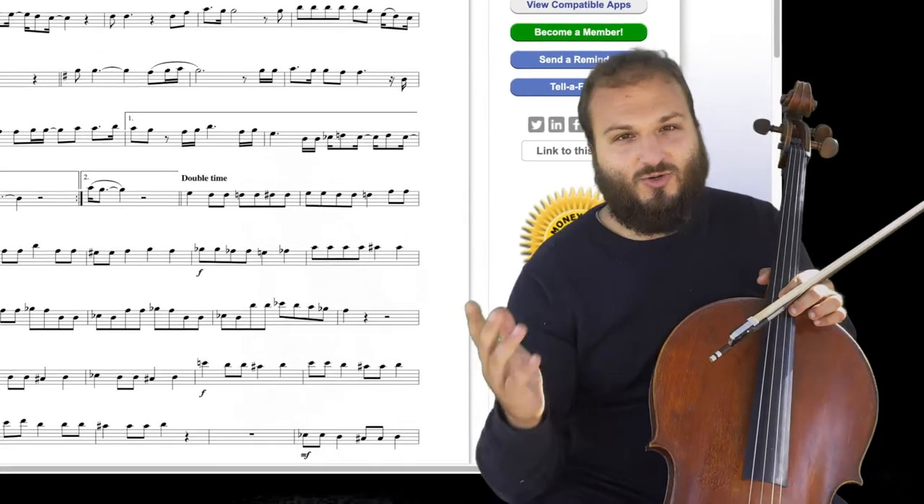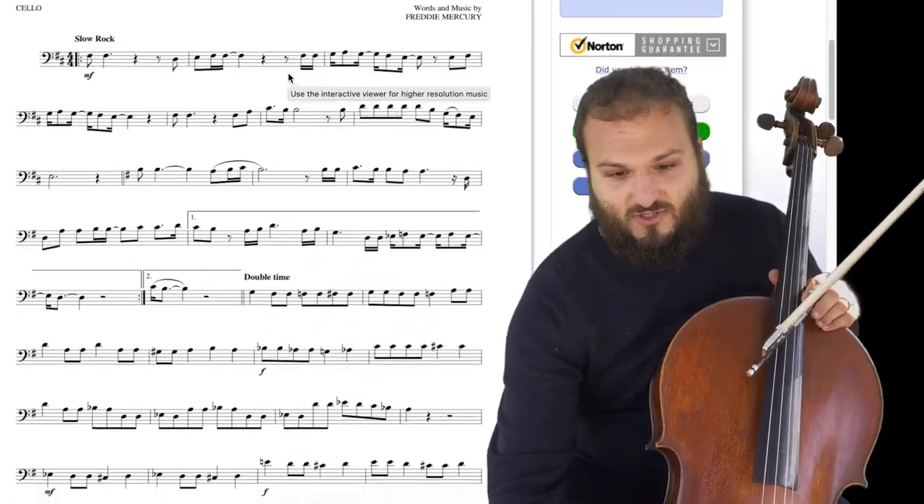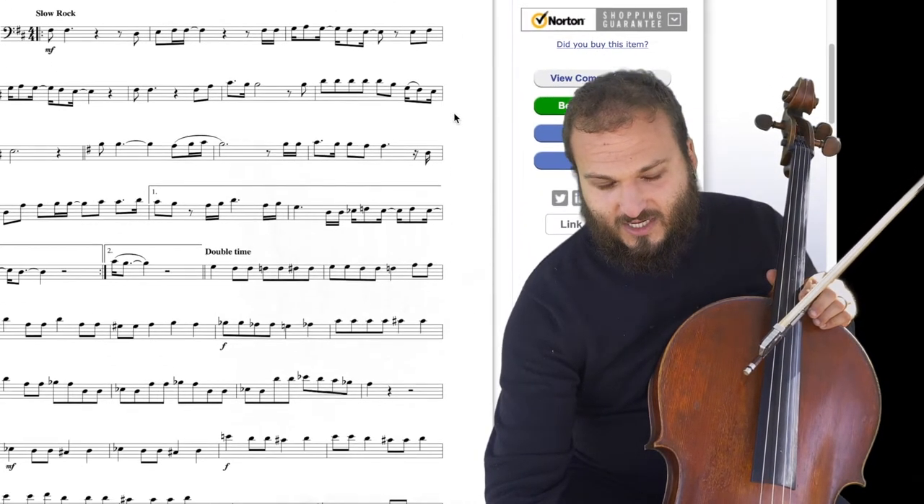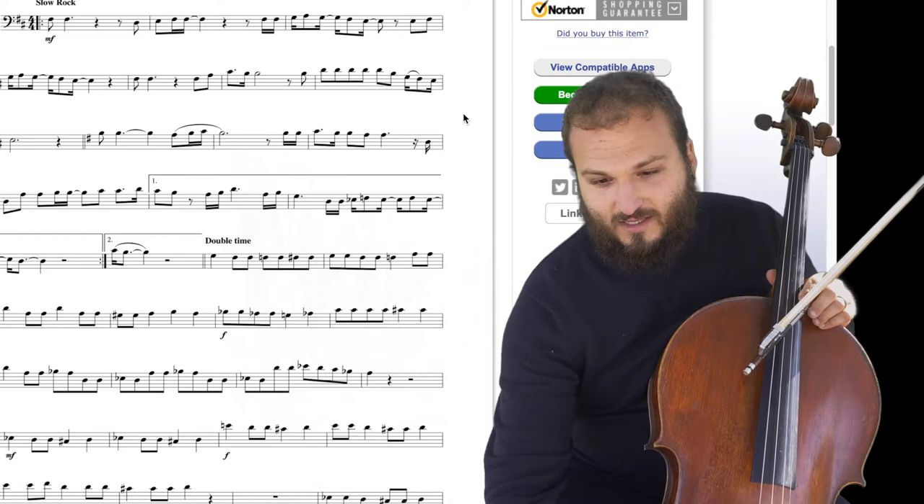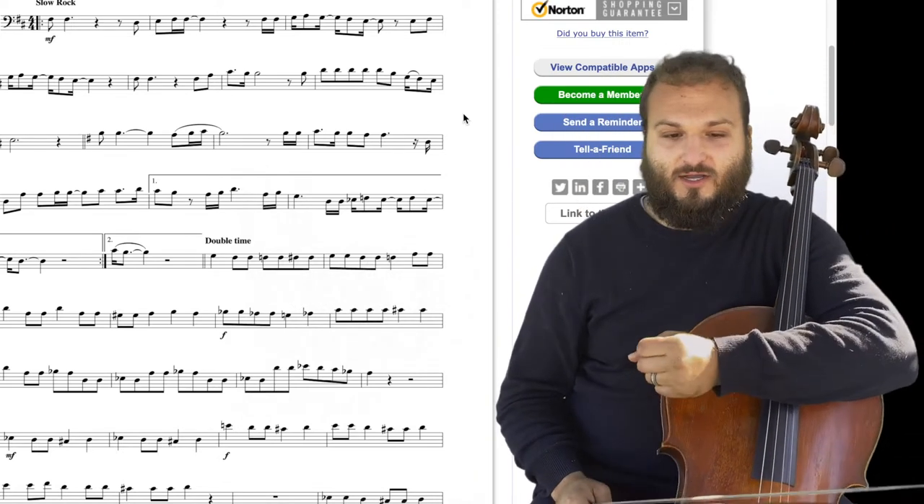I literally just went to Google and typed in cello sheet music, and these are like the first two that came up. The first one is an arrangement somebody did of Bohemian Rhapsody. This is not my arrangement, but there's a few additional markings that I want to talk about in this.